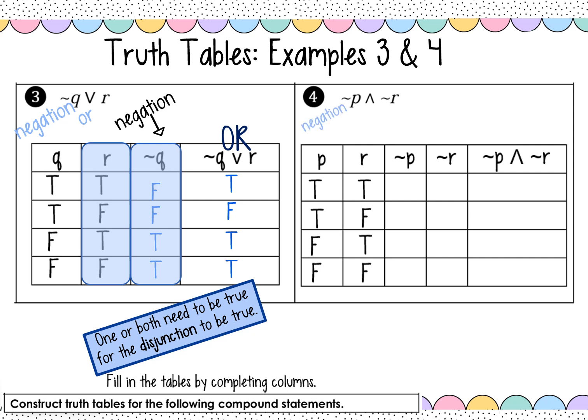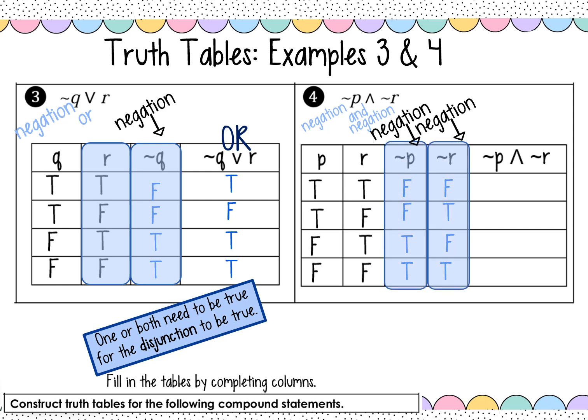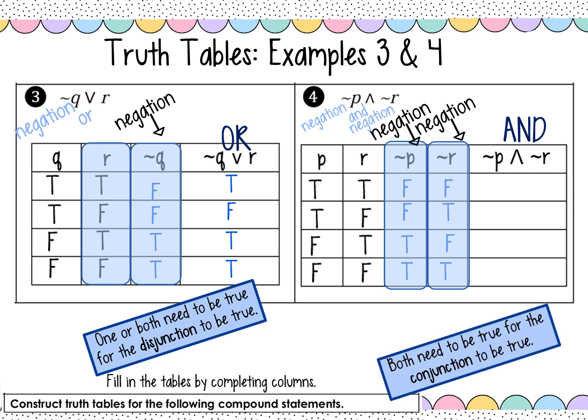Number 4, we're negating P, so we have a column for that, and we have to negate the R. We have a column for that, and we have an and in there. So let's negate the P. We'll get false, false, true, true. Negate the R. False, true, false, true. And now we're using those two columns and doing a conjunction because we have not P and not R. So we need two trues. So that's going to be false, false, false, true. There's our final answers for completing the table for number 4.